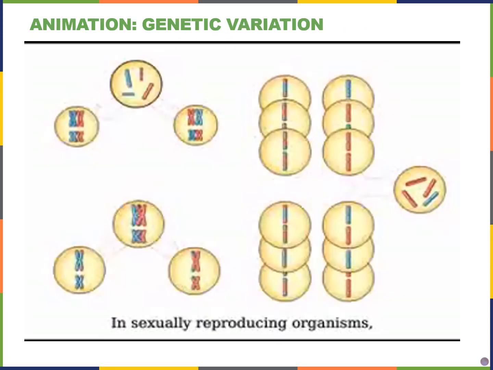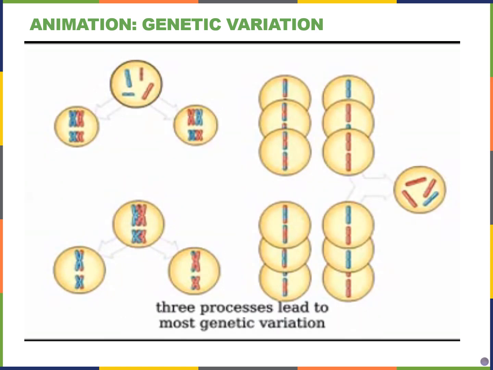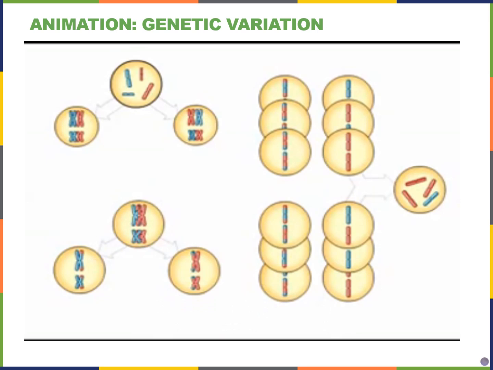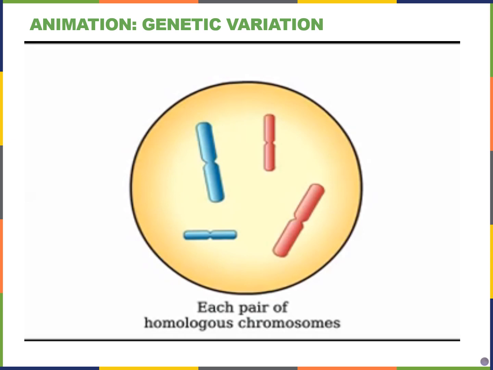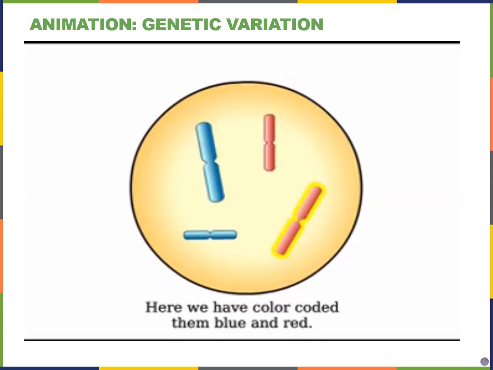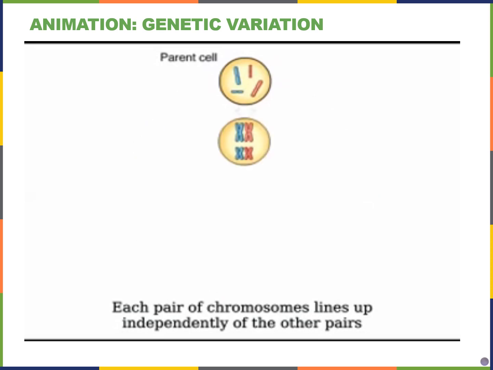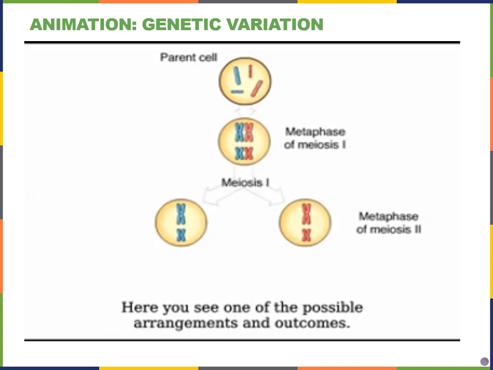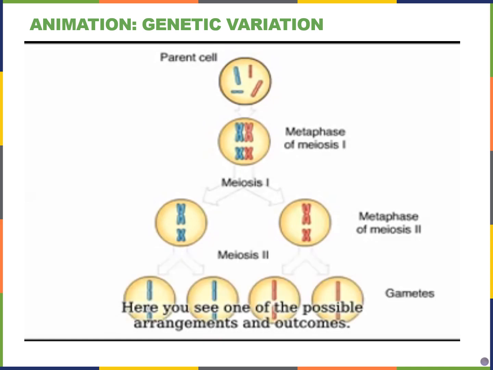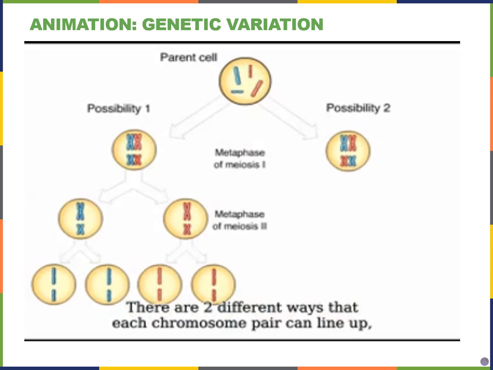All right, and I wanted to show you this animation that summarizes the 3 ways we get genetic variation. In sexually reproducing organisms, 3 processes lead to most genetic variation: independent orientation of chromosomes in meiosis, crossing over of chromosomes in meiosis, and random fertilization. Each pair of homologous chromosomes consists of 1 chromosome inherited from the father and 1 from the mother. Here we have color-coded them blue and red. Each pair of chromosomes lines up independently of the other pairs in metaphase 1 of meiosis. Here you see one of the possible arrangements and outcomes. There are 2 different ways that each chromosome pair can line up.